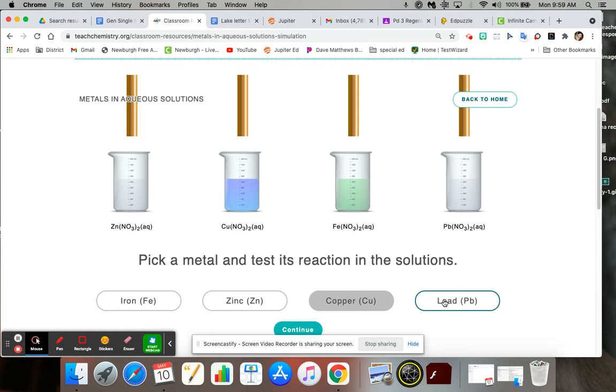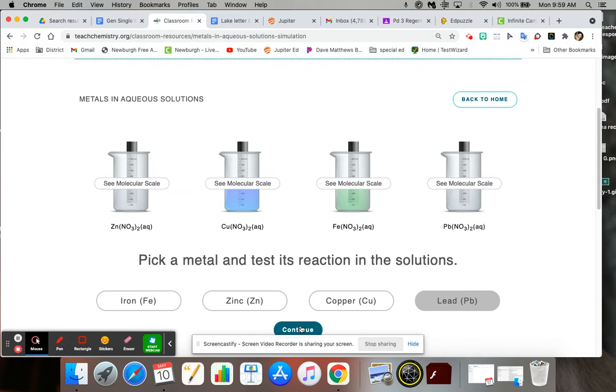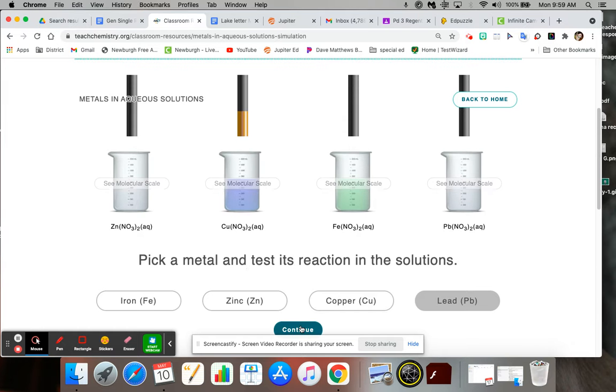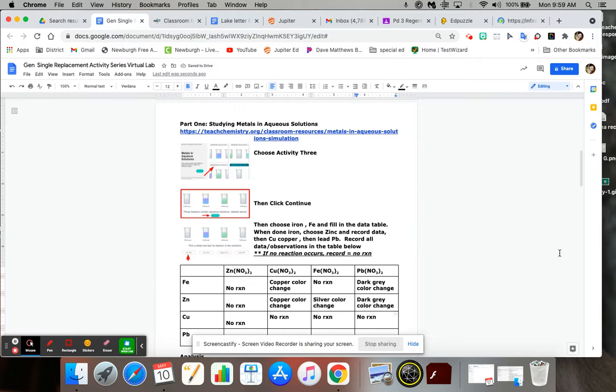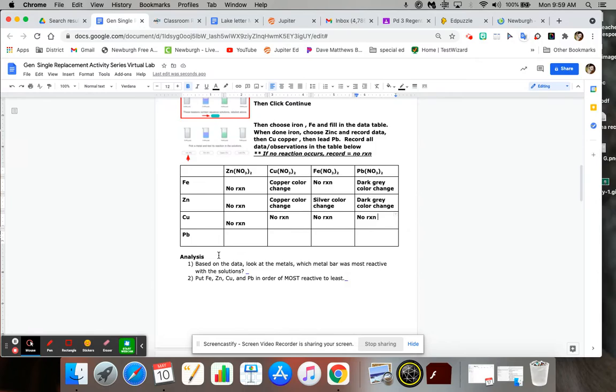Last, we're going to do lead. These are now bars of lead. And you can see there's one reaction here with the copper nitrate. The rest are no reaction. Let's record. So no reaction. There was a reaction with the copper. No reaction in the remaining two beakers.